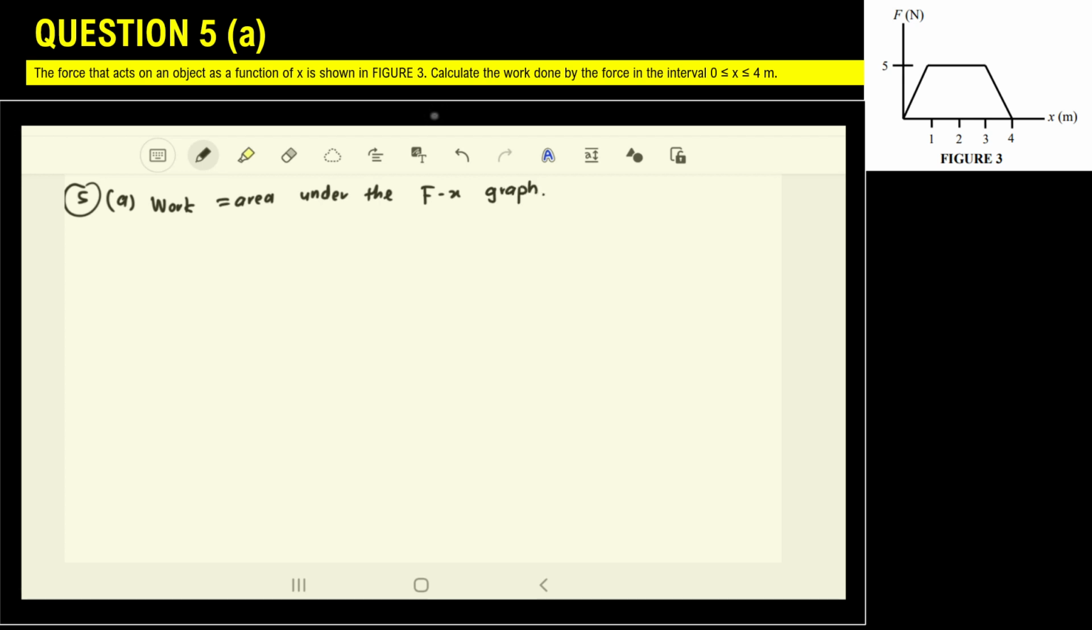Since the graph is trapezium shaped, the area should be half times the sum of the parallel sides, so the base is 4 plus 2, times the height, which is 5. Therefore, the area is equal to 15 joule. So work is equal to 15 joule.